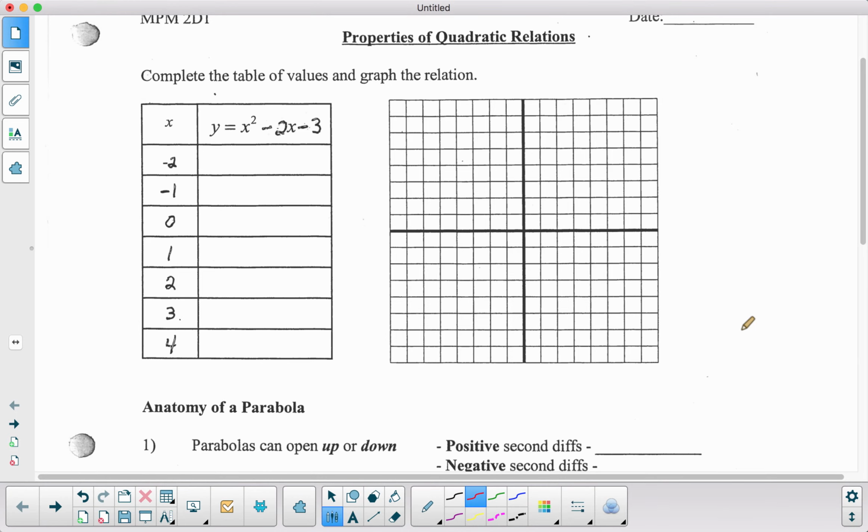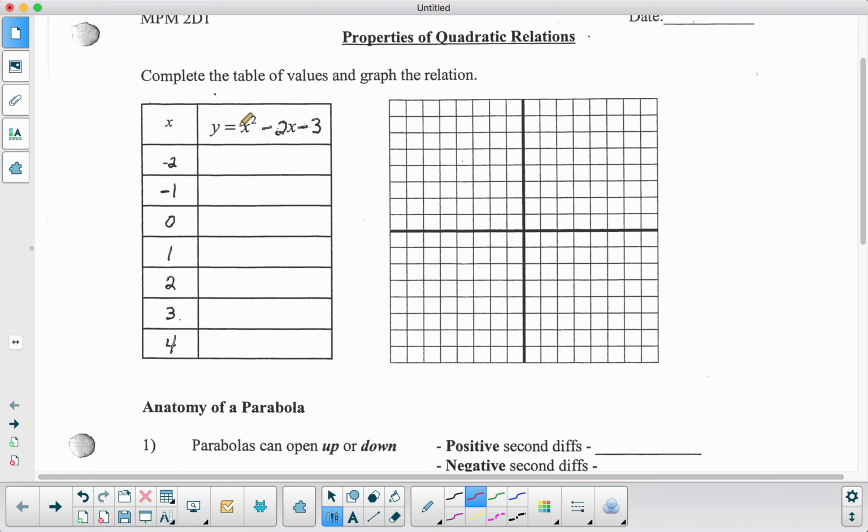McLeod here. I just made a quick video to tell you about these things called quadratic relations, and a little bit about the shape they make, which is called a parabola. Okay, we've got a table of values here. We're going to complete this. We have a relation y equals x squared minus 2x minus 3.